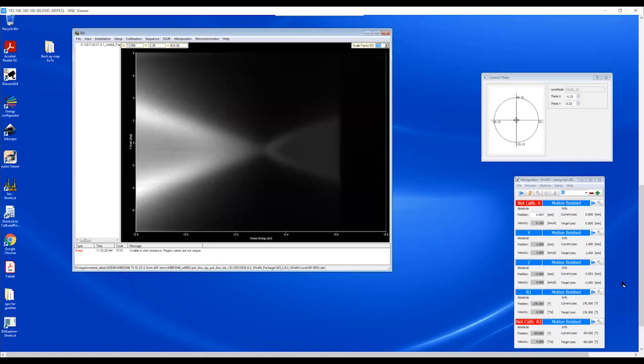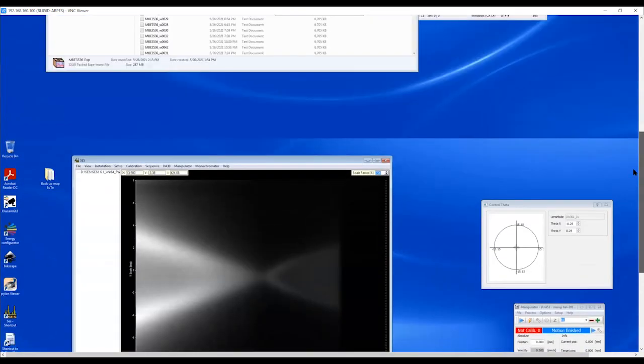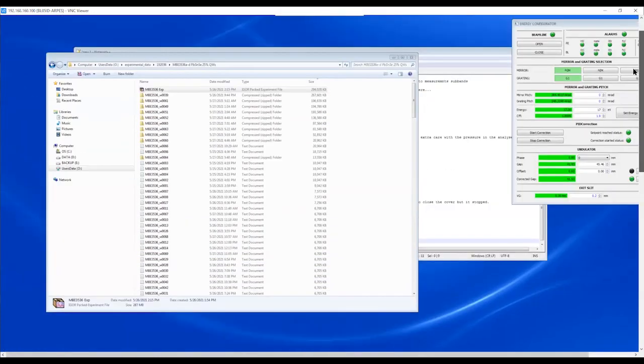As you can see, it is the manipulator to control our manipulator and adjust the sample. It is the control theta. It is the application to the control of deflectors. But I see that the user didn't put it running.